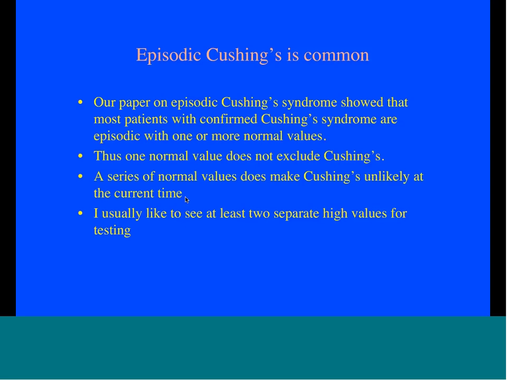And our paper showed that most patients with recurrent Cushing's syndrome are episodic with one or more normal values. Thus, one normal value does not exclude Cushing's. However, a series of normal values does make Cushing's unlikely at that current time. And I never say you don't have it. I always say at least at that current time. And I usually like, as the Endocrine Society recommends, to see at least two separate high values for testing.